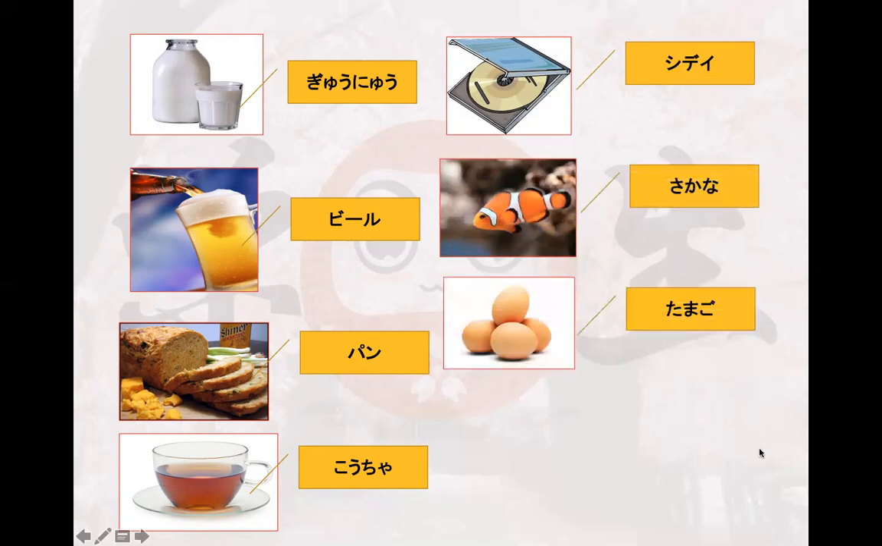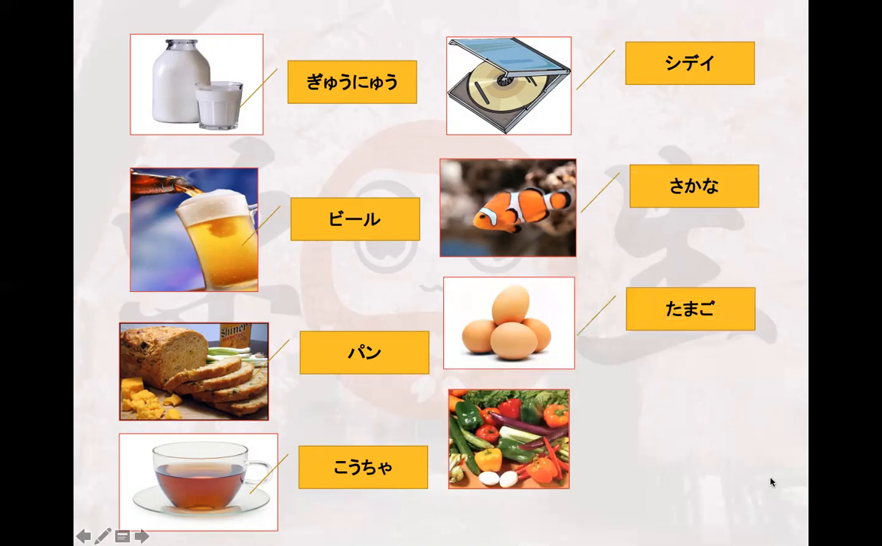Eggs are tamago. And of course, our favorite vegetables is yasai. Okay, so repeat after me. Gyunyu, biru, pan, kocha, shiti, sakana, tamago, yasai. So these are some of the vocabularies we are going to use later on in our discussion about fixed particles and transitive verbs.